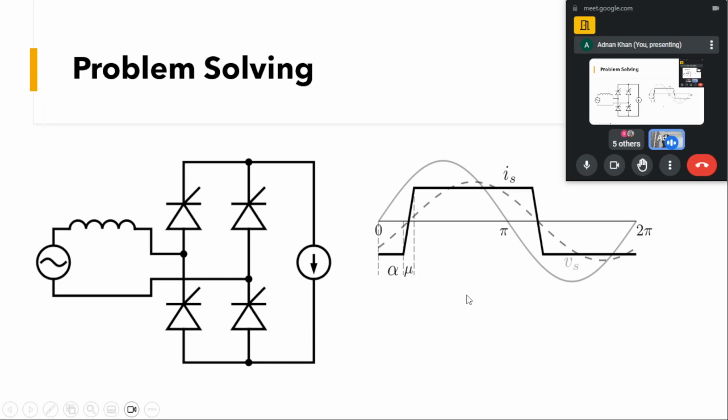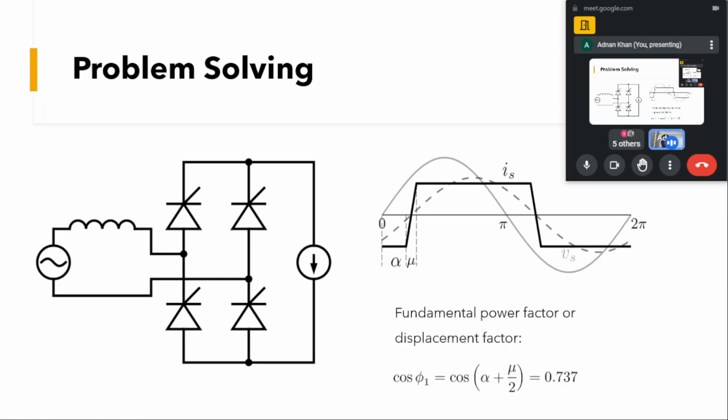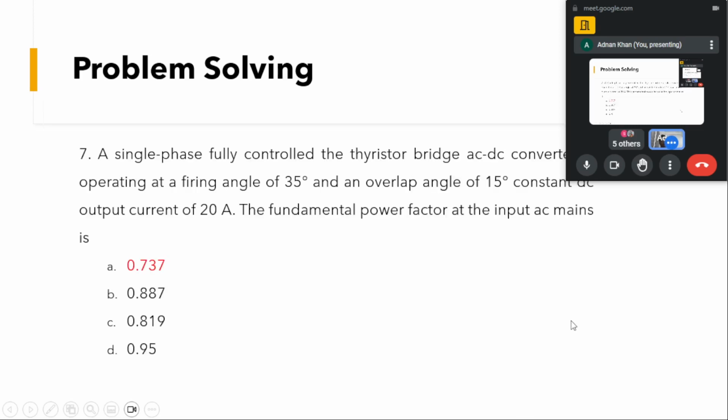So we can calculate the power factor, which will be equal to cos of phi 1, and phi 1 can be calculated as alpha plus mu by 2. So we know the value of alpha, we know the value of mu. Putting these values in, the power factor or displacement factor comes out to be equal to 0.737. So option A is the correct answer to this question.